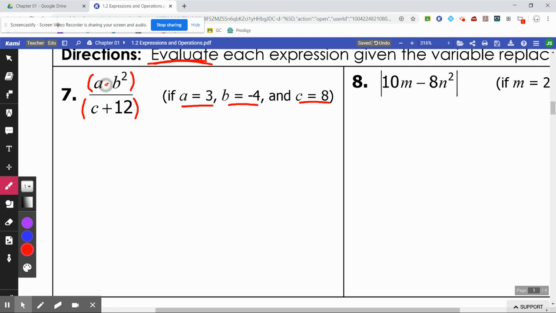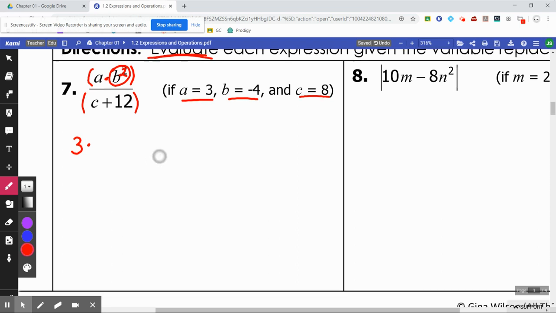So on top, you have multiplication and you have an exponent. On top, I would do my exponent first. So when you plug in 3 for a, you now have 3 times. Why not just go ahead and square it as you're plugging it in? You've got to square negative 4. As you plug these values in, here's a good habit to keep: put them in parentheses, if they're negative especially. So you have 3 times negative 4 being squared. If you would like to go ahead and square that, negative 4 times negative 4 is a positive 16.